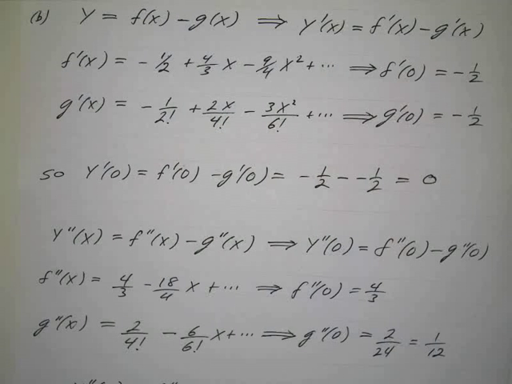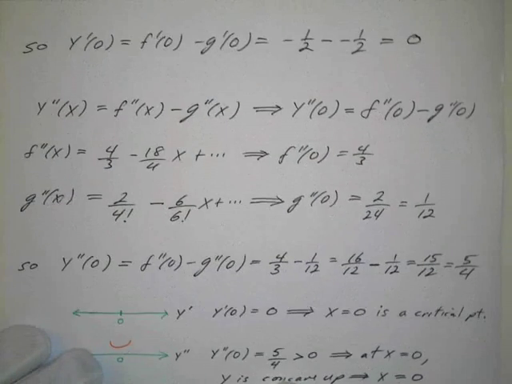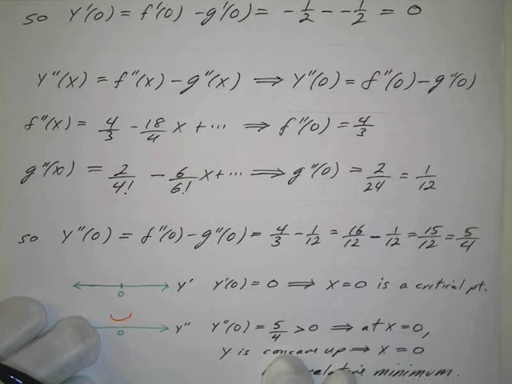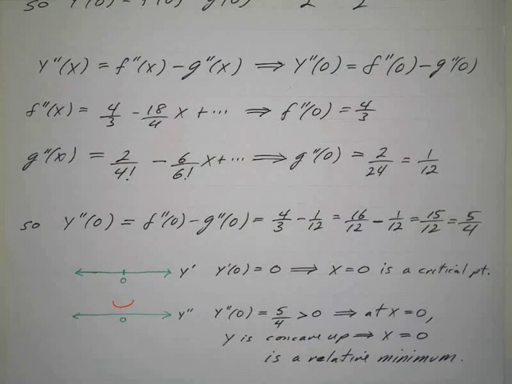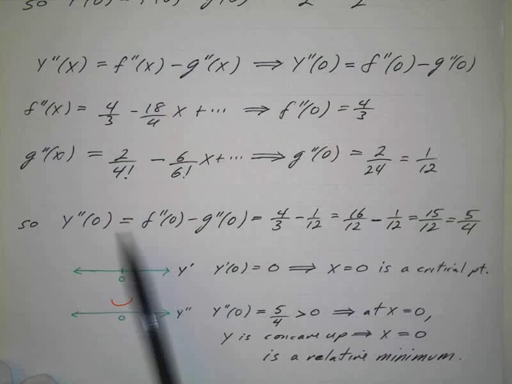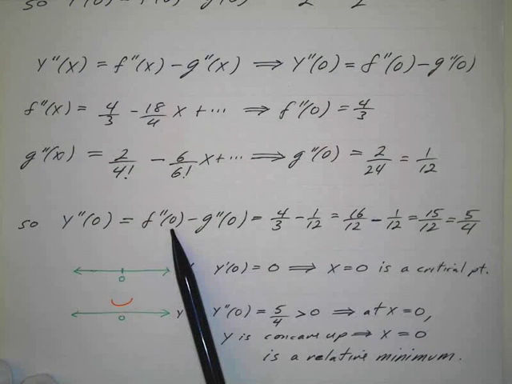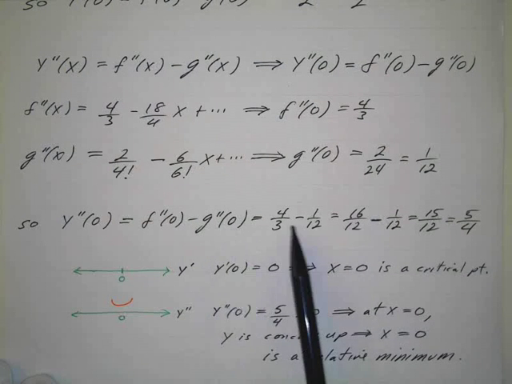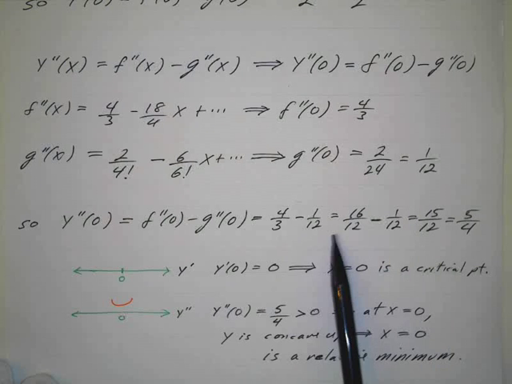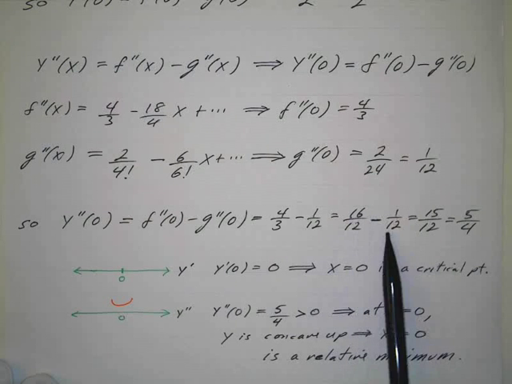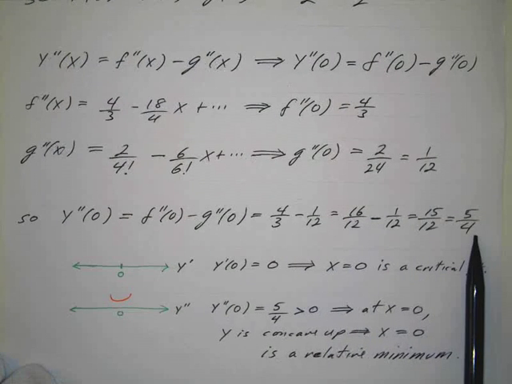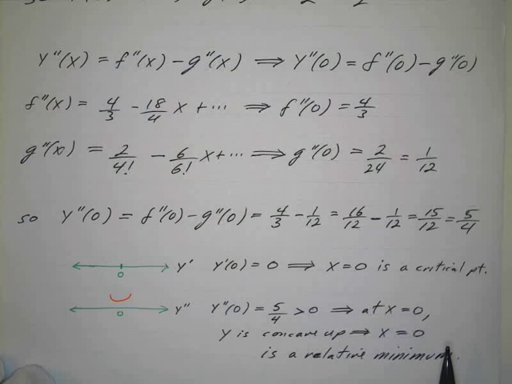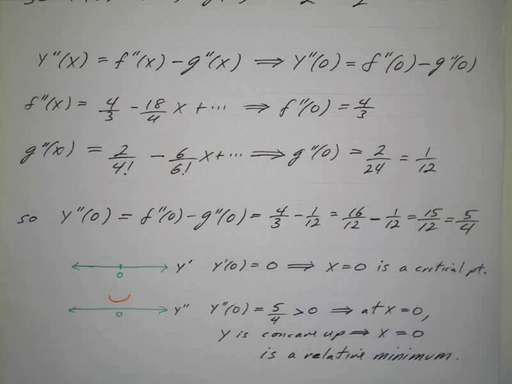So if I take y double prime of 0, the second derivative, that's just going to be f double prime of 0 minus g double prime of 0, which is 4/3 minus 1/12, which is 16/12 minus 1/12, which is 15/12, which is 5/4. All right. So now we did what they want.